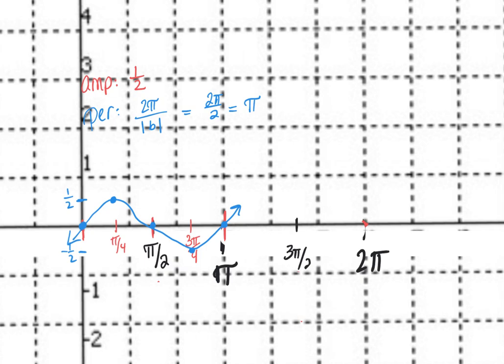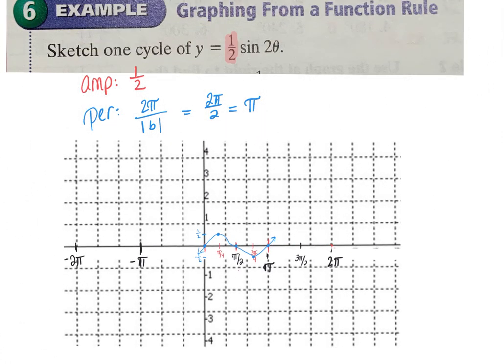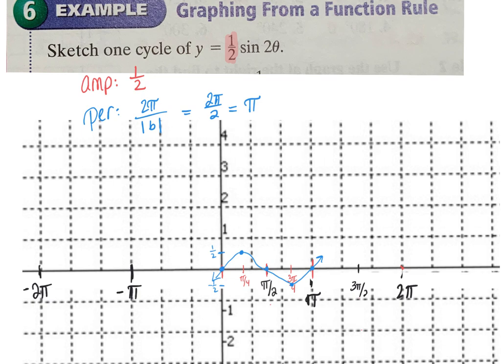All right, and so you can see we have a much smaller graph. It's squished, right? It's cycled faster and it didn't go as high, all right? That's what happens when you change the amplitude and the period. You change how long it takes for it to cycle and you change how high it goes. However, when you're graphing it, start at your starting point, figure out your ending point, which just means add your cycle to your starting point. Then mark your halfway and your quarters, and then you're just going to do the same cycle here.